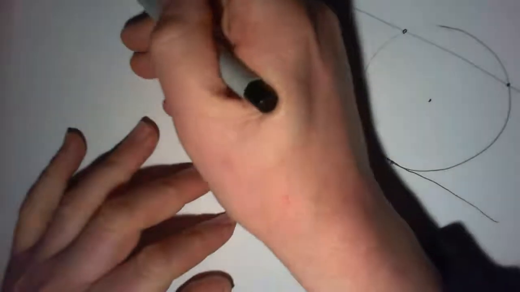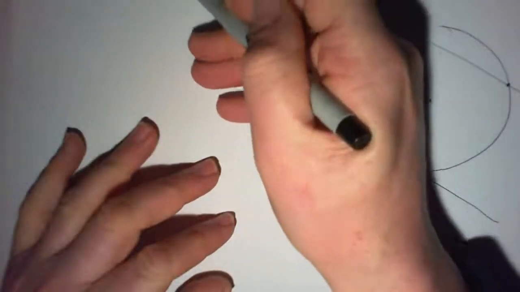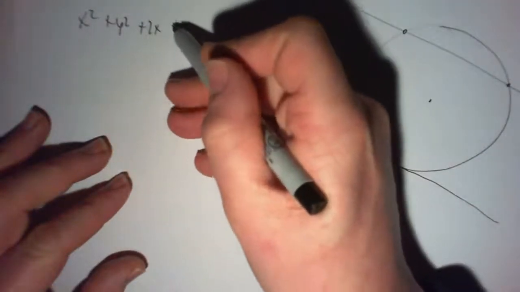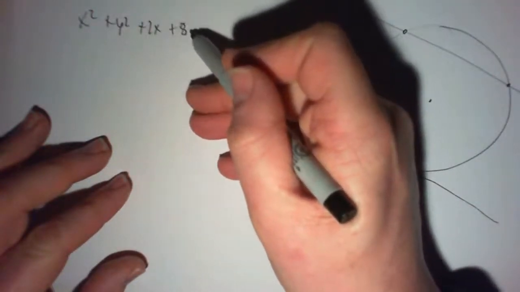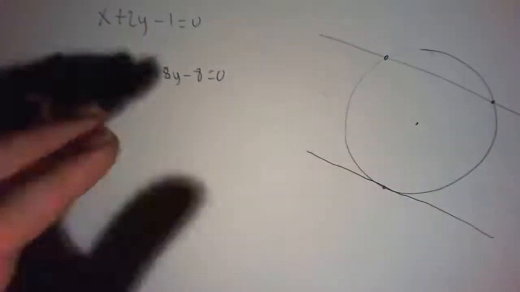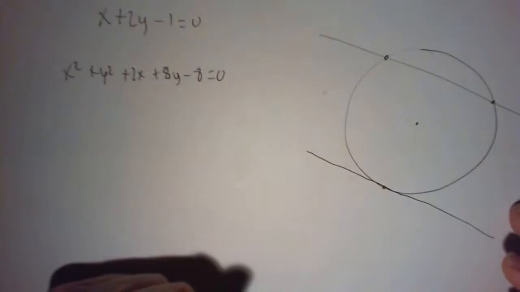So let's say you have a line x plus 2y minus 1 equal to 0. And let's say you have a nice little circle, x squared plus y squared plus 2x plus 8y minus 8 equal to 0. And you want to find where the two of them intersect.